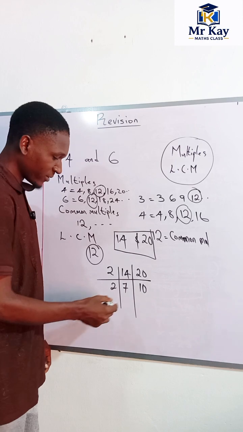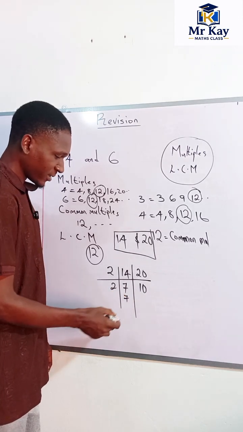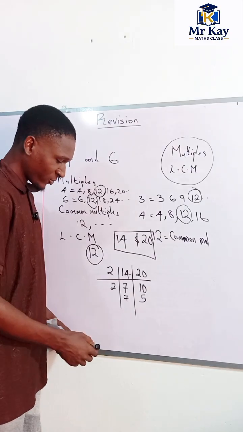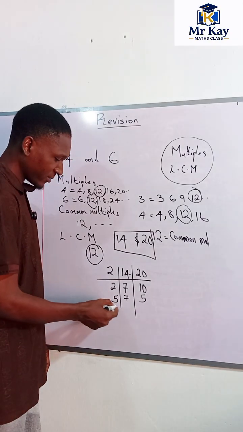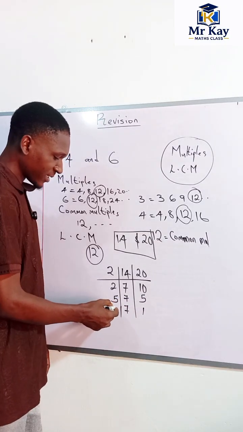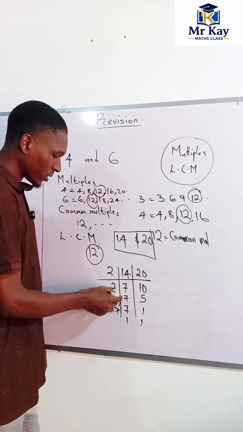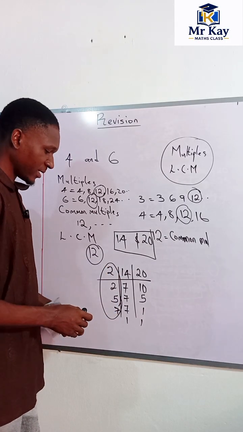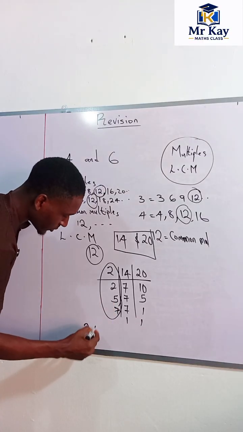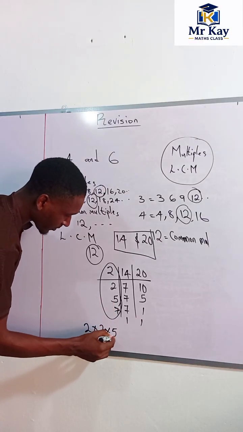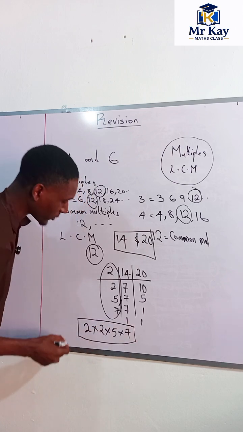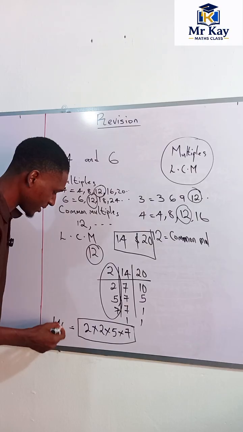7 divided by 2 is going to have a remainder, so we keep on writing our 7. 10 divided by 2 is 5. And now, 2 cannot divide, 3 cannot divide, 4 cannot, but 5 can divide. While here remains 7, here turns 1. Then 7 divides, and we now multiply all of these to get the LCM. So the LCM is going to be 2 times 2 times 5 times 7. And when you multiply these together, you are going to get 140 as your LCM.